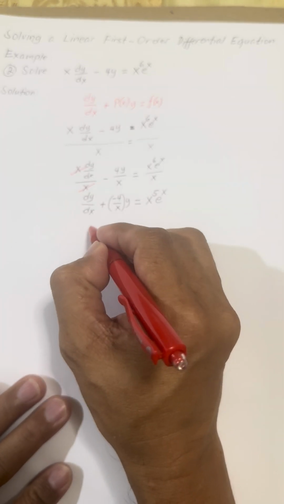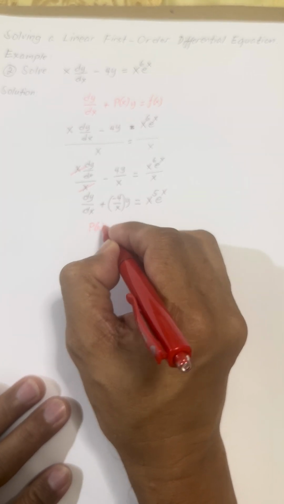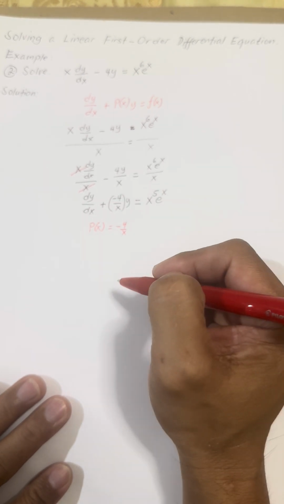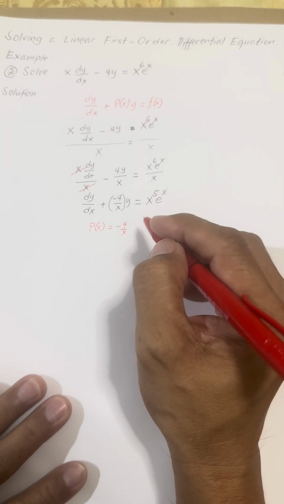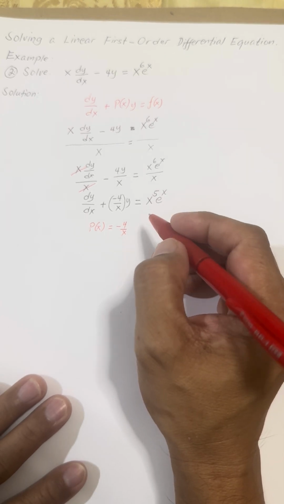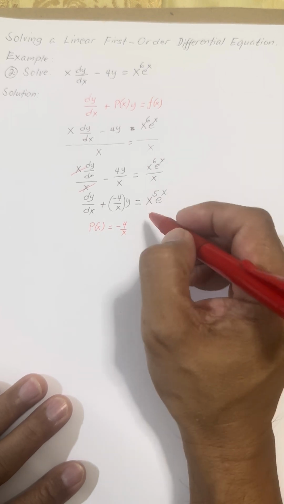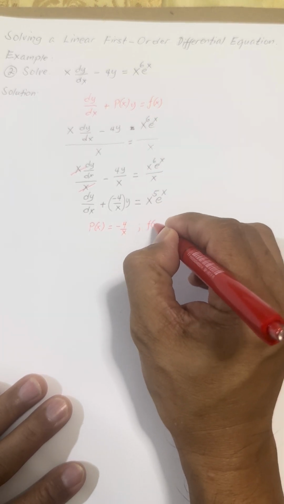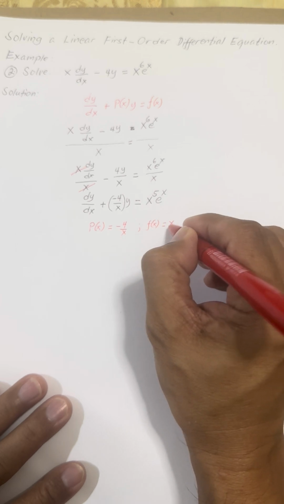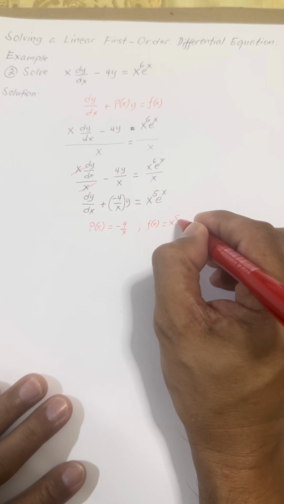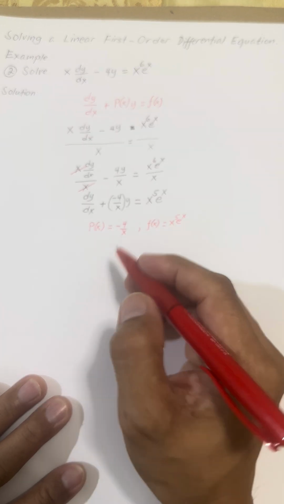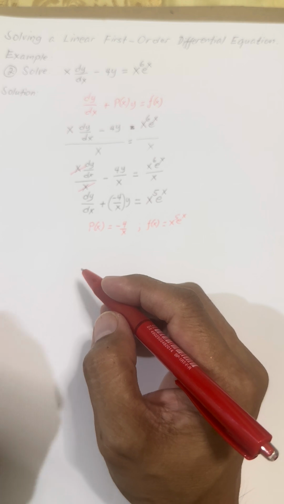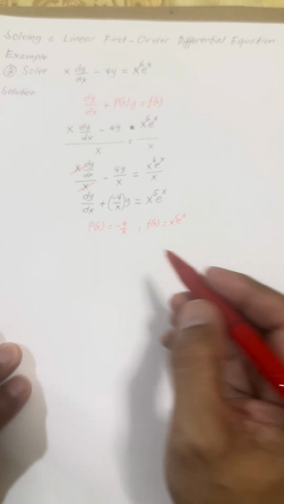So from here, our p of x is simply equal to minus 4 over x. Then our f of x is this one, right? So our f of x is equal to x to the 5th power e to the x. But what we need now, importantly, is this one, because we have to find what is our mu of x.